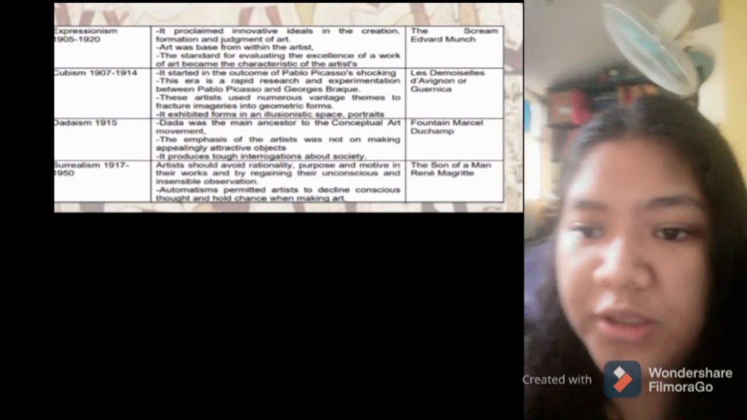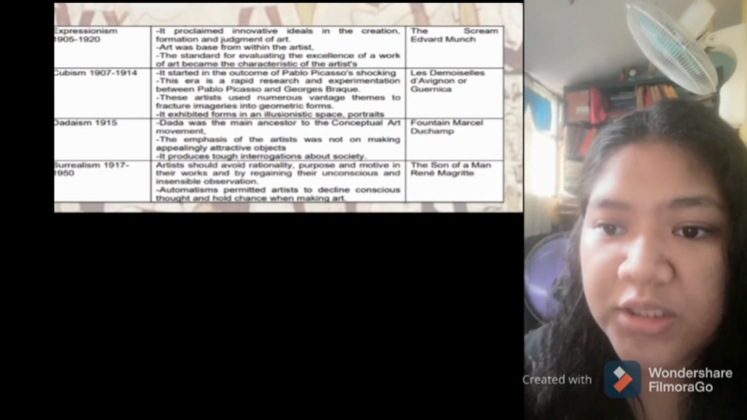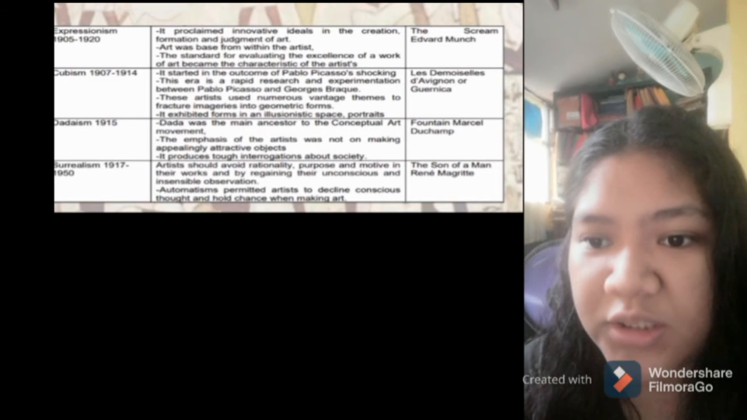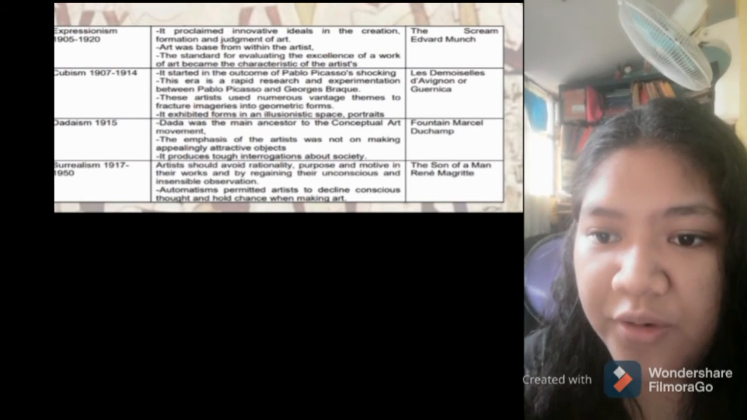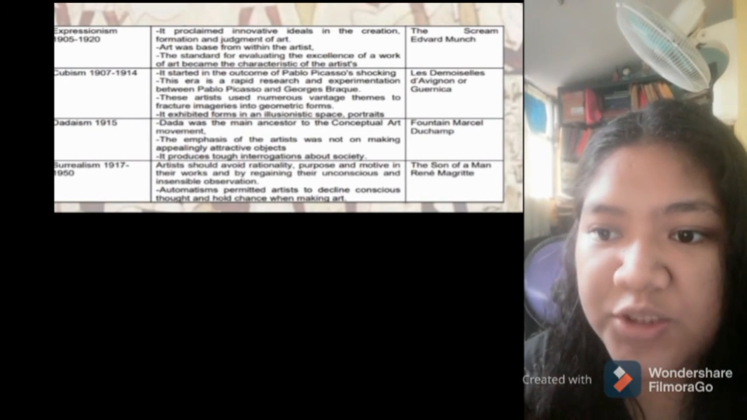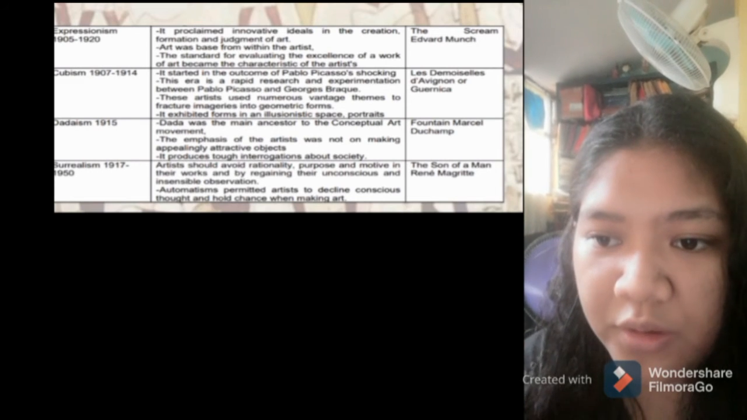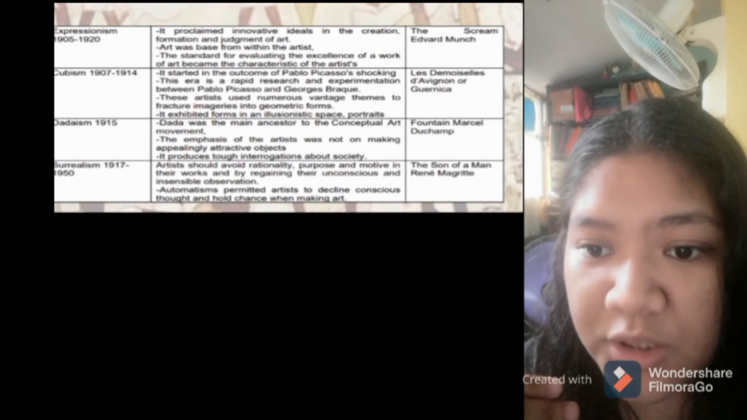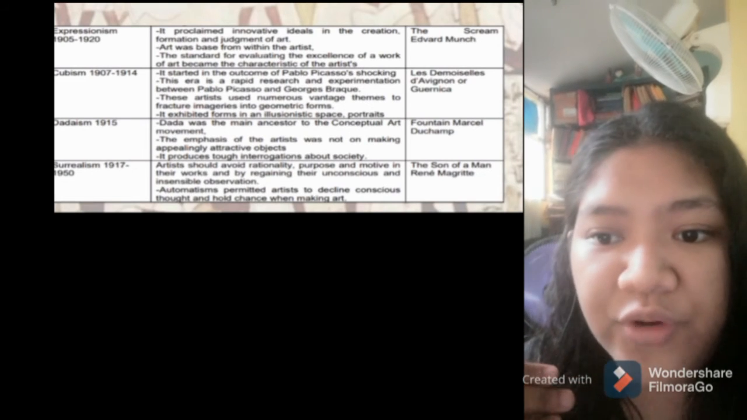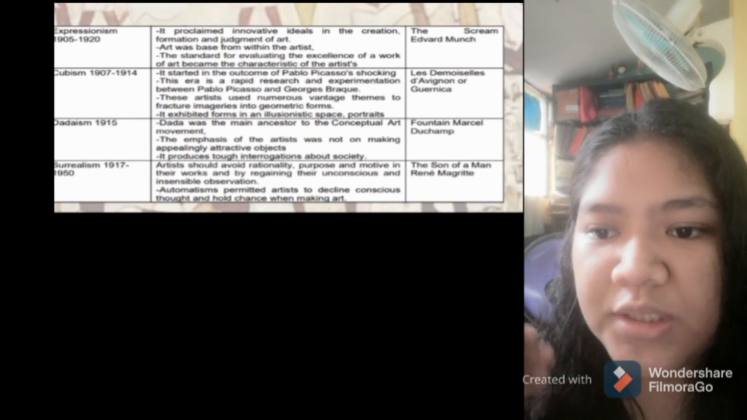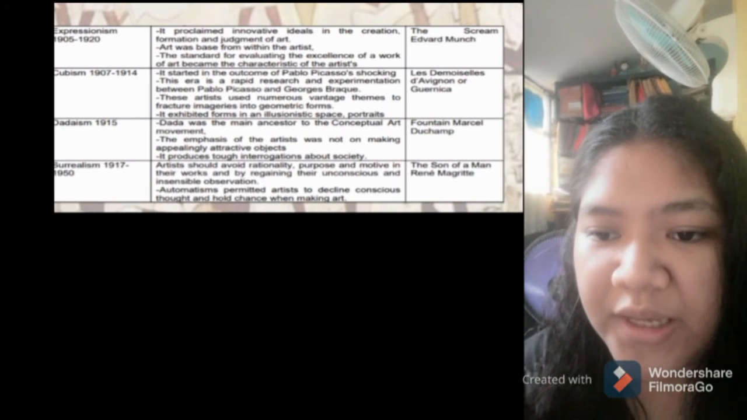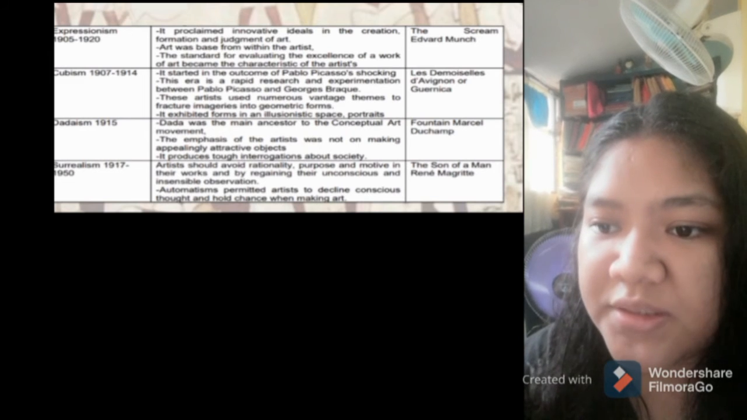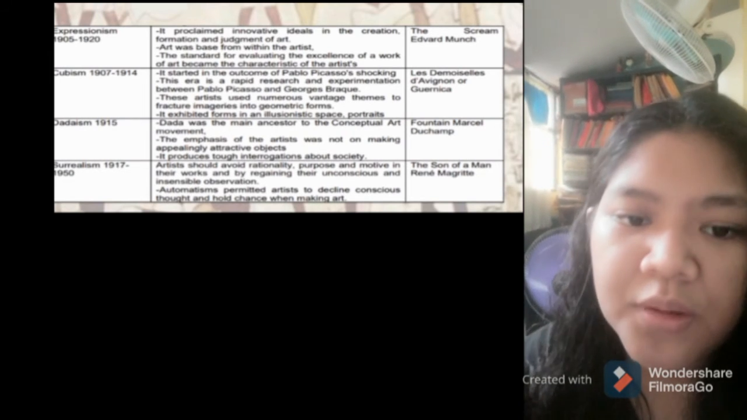1907 to 1914. It started in the outcome of Pablo Picasso's shocking. This era is a rapid research and experimentation between Pablo Picasso and George Braque. This artist used numerous vantage themes to fracture imageries into geometric forms. It exhibits forms in an illusionistic space and portraits.